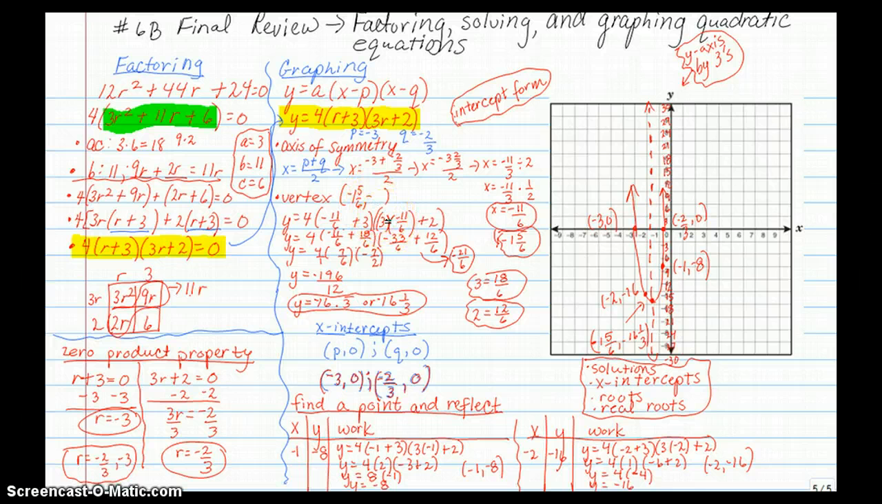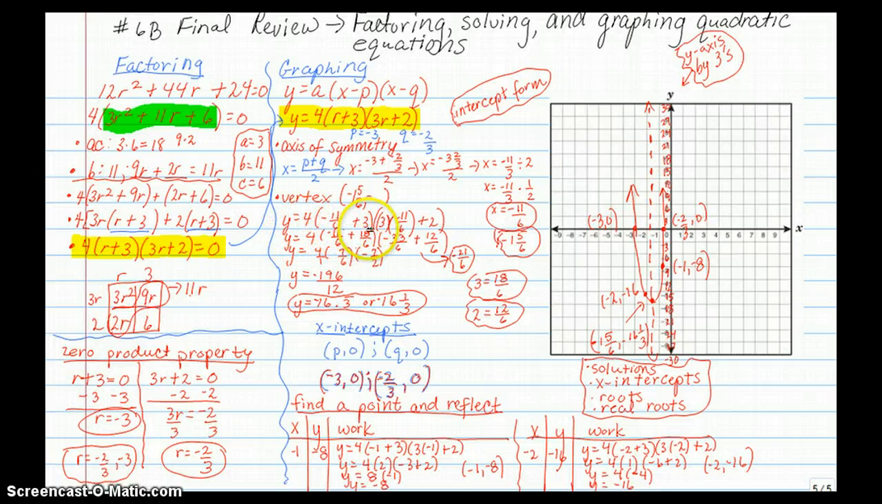Now, we need to find our y-coordinate. So you just simply substitute in your negative 1 and 5/6, but I'm going to use negative 11/6 because it's easier to use in the problem. So y equals 4 times negative 11/6 plus 3, we're just substituting into this problem right here, times 3 times negative 11/6 plus 2. A lot of fractions here. I know you don't like them very well, but you've got to deal with them.